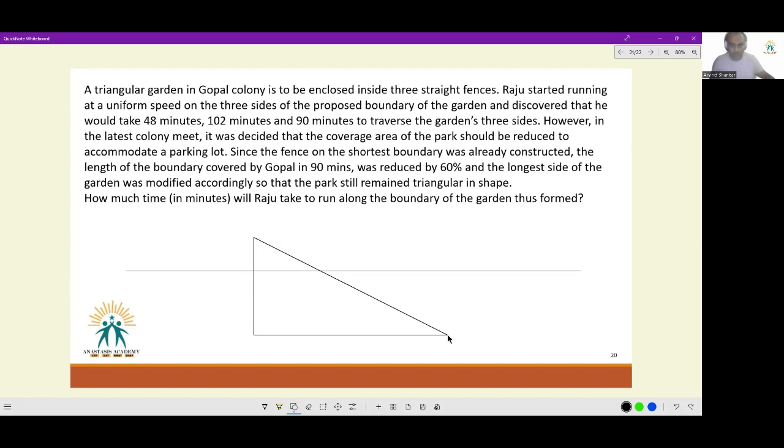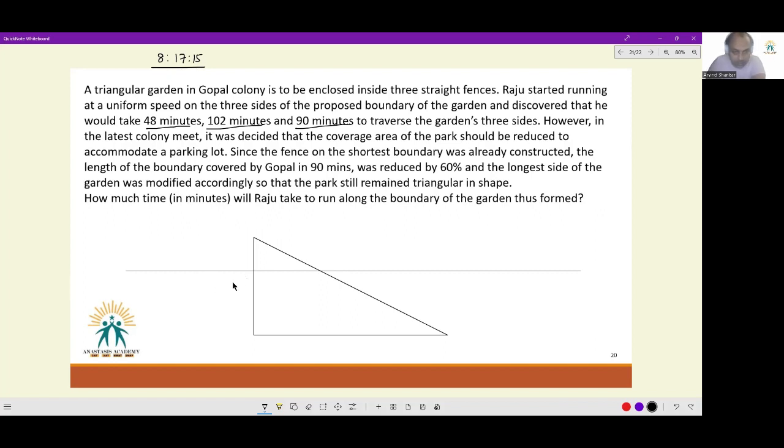You should be able to identify that these numbers have some meaning. Triangular garden. If you take 48 minutes, 102 minutes, and 90 minutes, the speed is identical. So the ratio of distances should be in the ratio of time. The ratio of time is 8:17:15. And this is a Pythagorean triplet. 8, 15, 17 is a Pythagorean triplet.